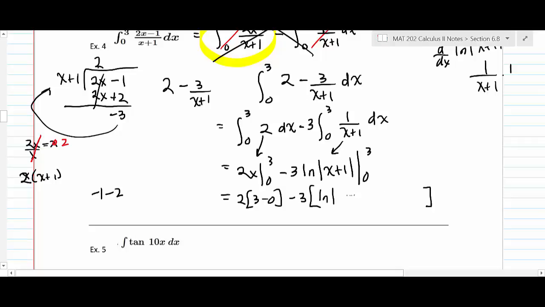So I'd have ln of 3 plus 1 minus ln of 0 plus 1, like that. Then I just work out the details. So this is going to be 2 times 3 is 6. That looks like a 3. That's an ln of 4. You don't need the absolute value anymore. And that's an ln of 1. And then again, ln of 1 is what? 0. So that thing becomes 0. So when you put this together, then it looks like you'll have 6 minus 3 times ln of 4.